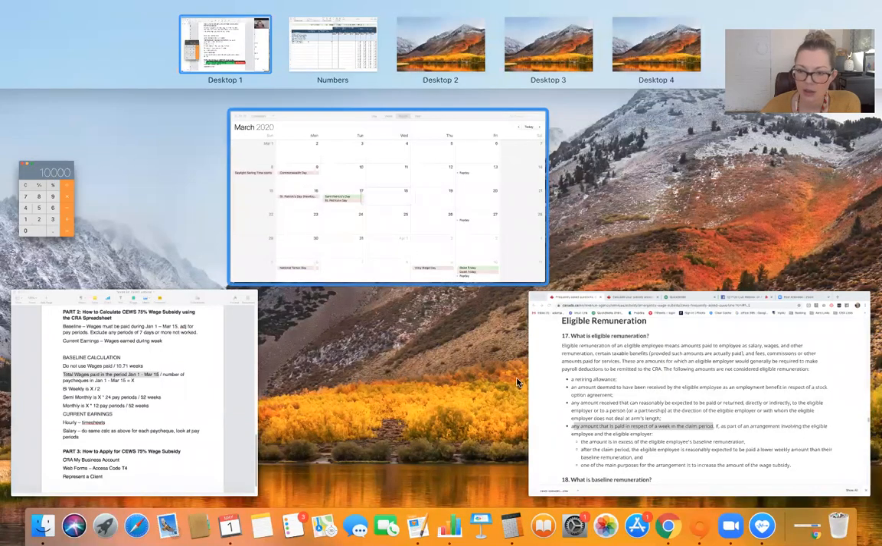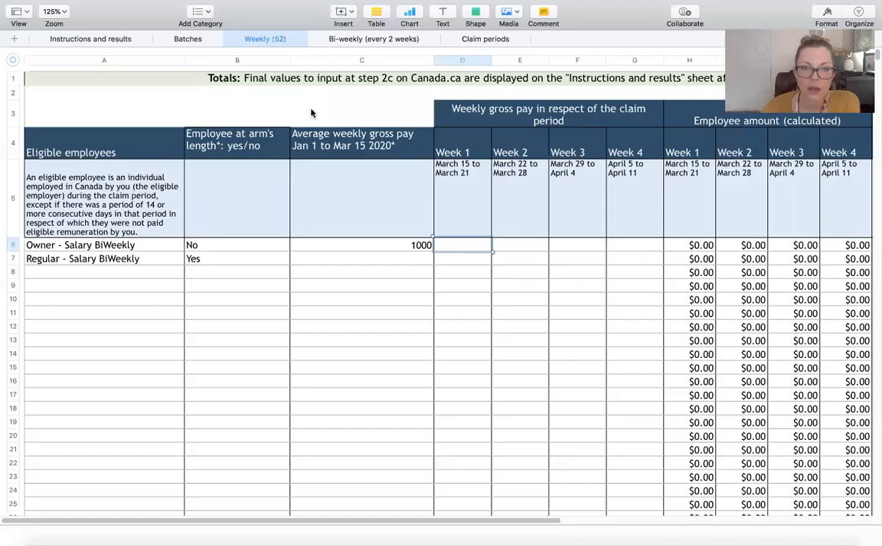Sorry, did I just say $1,000 a month? I meant a week. So my baseline is 1,000, and now I'm going to continue paying my same salary. So it doesn't matter when I received the paycheck. I might be paying myself monthly, and I might have only given myself a paycheck on March 31st.